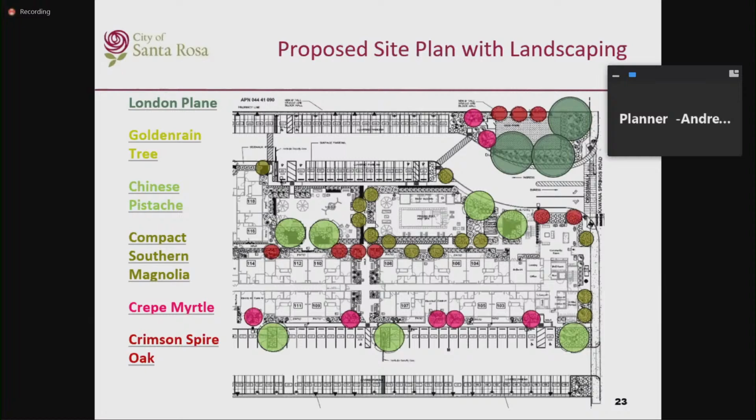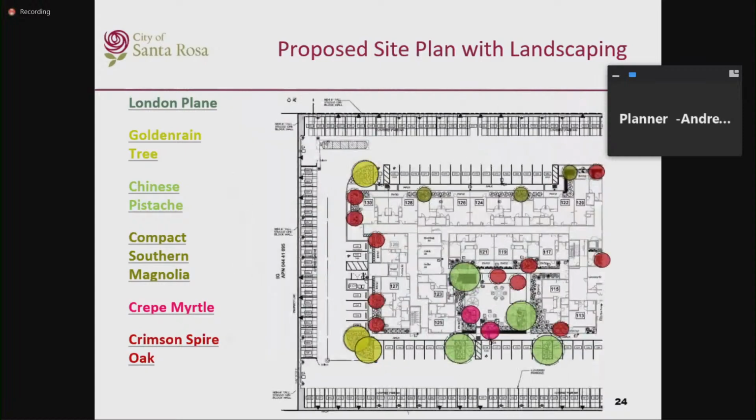So this is the proposed site plan with trees in particular highlighted. We see that we do have a variety of trees responding to the recommendation by the Design Review Board, and that those are spread throughout the site, with some larger trees located at the entrance to the project site to help screen that entrance from the mobile home park. Next slide, please. And then this is the back portion of the site.